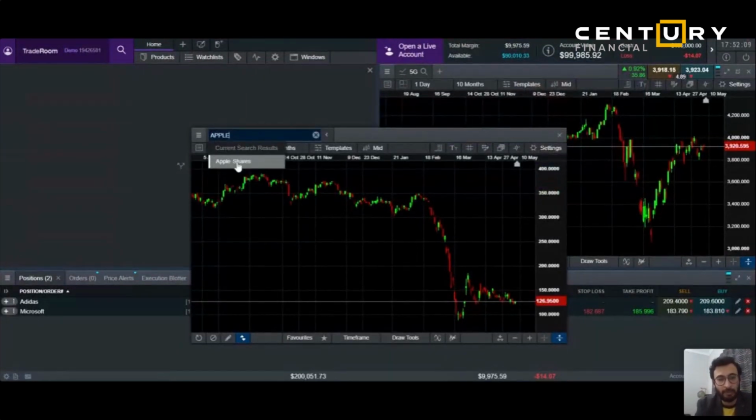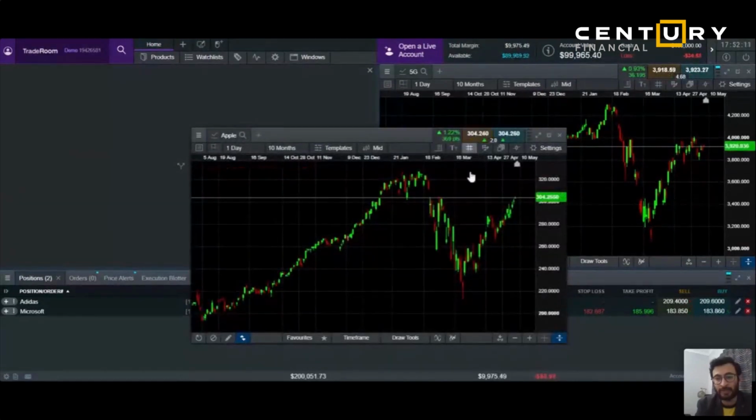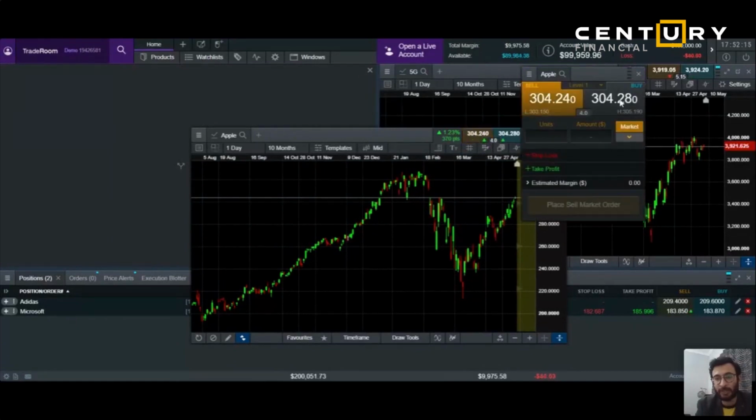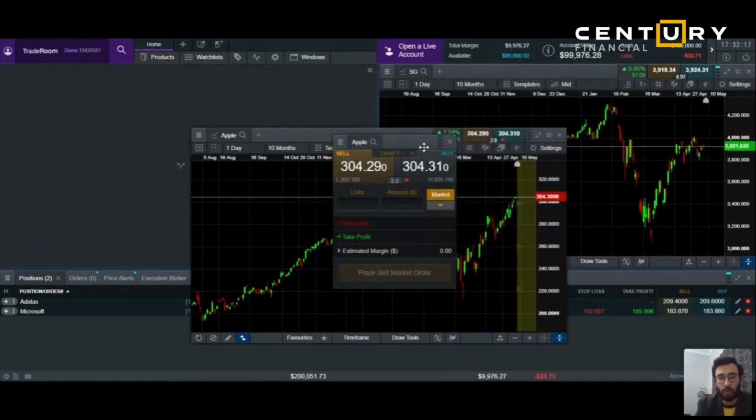Okay, let's take the example of Apple. Apple is 304, almost recovering back. Now let's say if I'm expecting Apple to go down, what I can do is instead of buy, I can select sell. Now I am borrowing 100 shares from my broker to sell it at 304. Just try to do the math in your mind that if you sell something, you receive money, right?